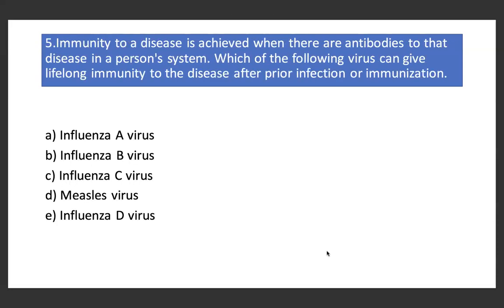Question number five. Immunity to disease is achieved when there are antibodies to that disease in a person's system. Which of the following viruses can give lifelong immunity to the disease after prior infection or immunization? Options are A, influenza A virus, B, influenza B virus, C, influenza C virus, D, measles virus, E, influenza D virus. The correct answer is D.